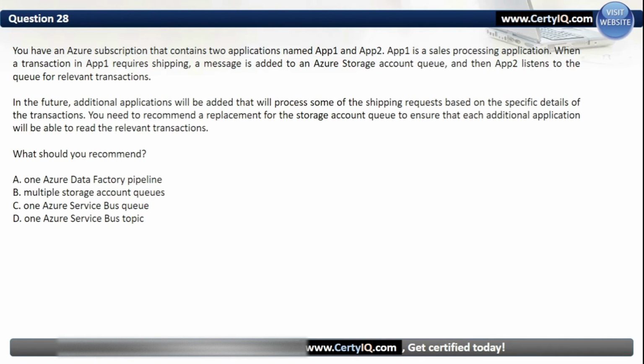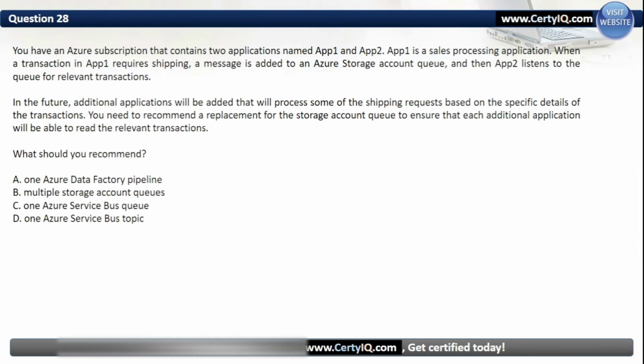Question 28. You have an Azure subscription that contains two applications named App1 and App2. App1 is a sales processing application. When a transaction in App1 requires shipping, a message is added to an Azure storage account queue, and then App2 listens to the queue for relevant transactions. In the future, additional applications will be added that will process some of the shipping requests based on the specific details of the transactions. You need to recommend a replacement for the storage account queue to ensure that each additional application will be able to read the relevant transactions. What should you recommend?